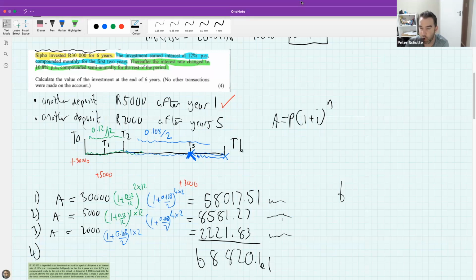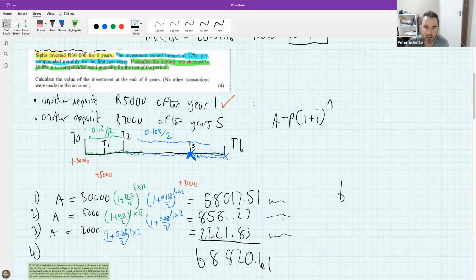Okay. We're going to do more after the break, but I just think we need a bit of a break. Take a screenshot if you need to, if you want to preserve some of this working. And then we need a break because we've been going for a while now.